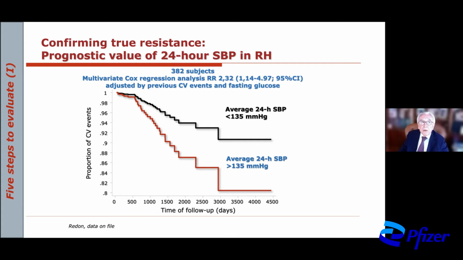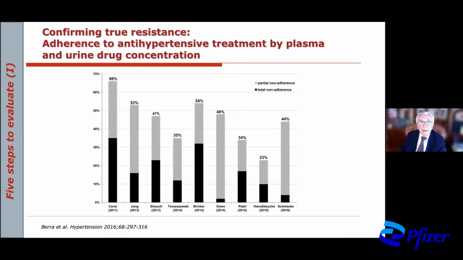But the main cause, at the time of confirming true resistance, is the adherence to treatment. Before, there has been talk about adherence to antihypertensive treatment and other things, but there are studies that assess the adherence in subjects with refractory hypertension.